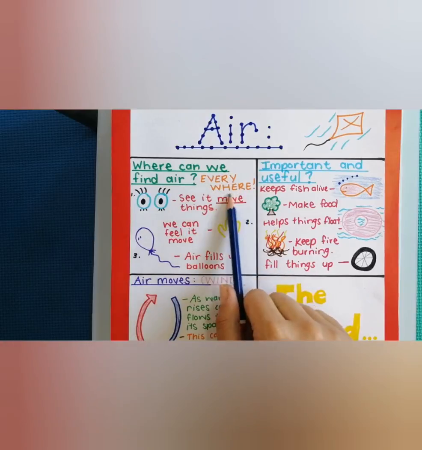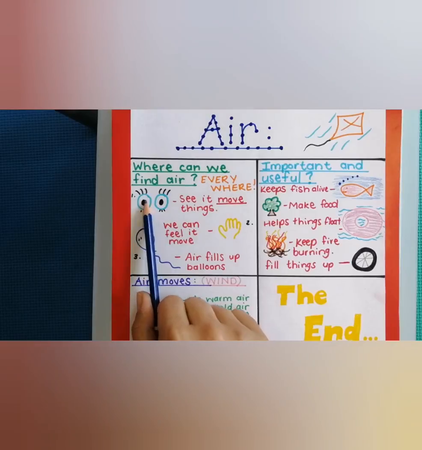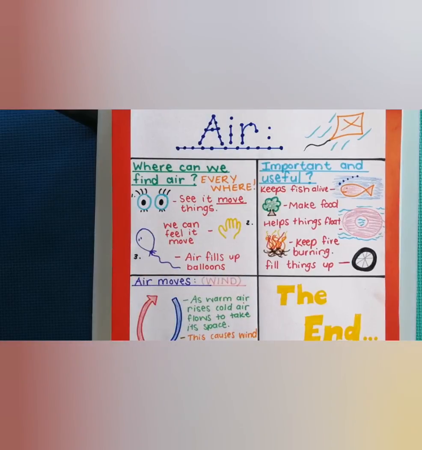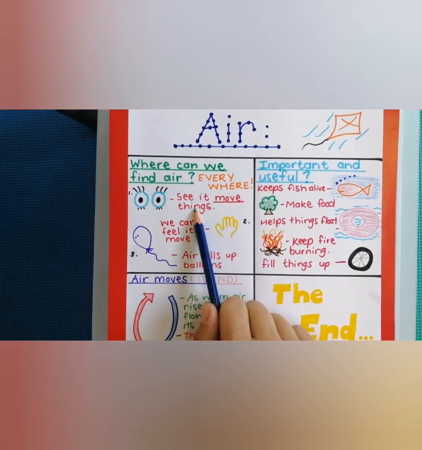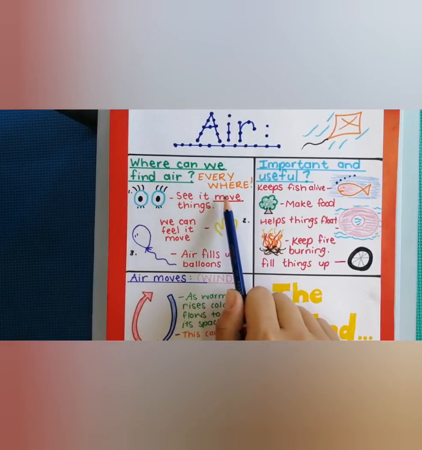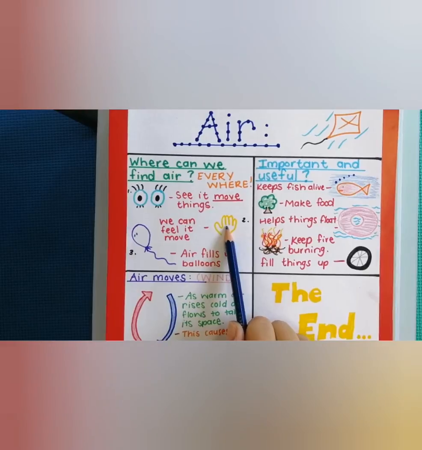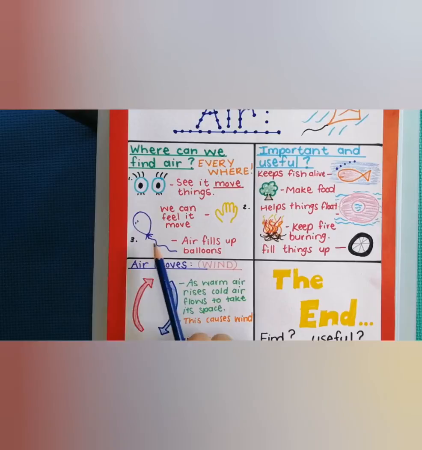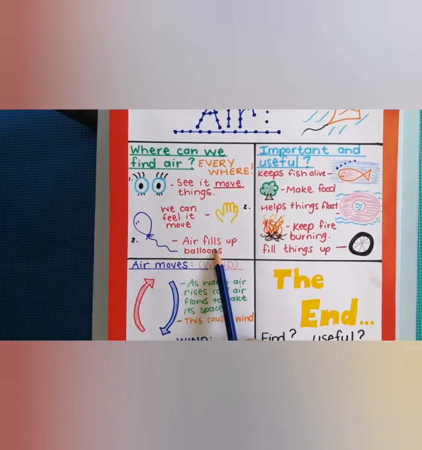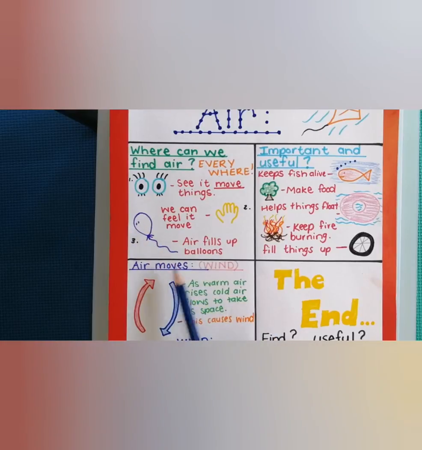Air is everywhere. It is all around us. There are three ways to find air. One, we can see it move things. We cannot see air, but we can see that it moves things like a cloth stuck in a tree. We can feel air when it moves. We can feel it on our skin. And air fills up balloons. We can see air filling up a balloon. These are three ways to find air.